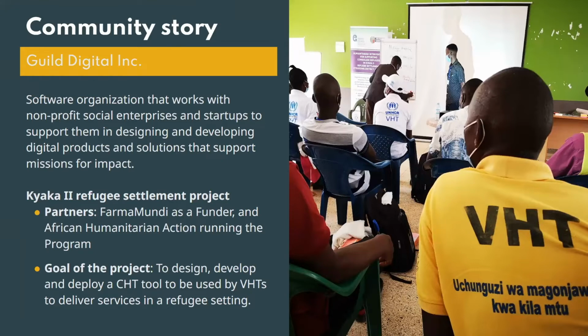So the story that I'm going to share is for a project that we recently took on, which was in Kyaka 2 refugee settlement. Kyaka 2 refugee settlement is located in Uganda, in the district of Chegegwa in Midwestern Uganda. The partners on this project were Famamundi, who were the main funders, and African Humanitarian Action, or AHA for short, who were basically running the program. The goal of the project was to design, develop, and deploy a CHT tool to be used by VHTs to deliver services in that refugee setting.